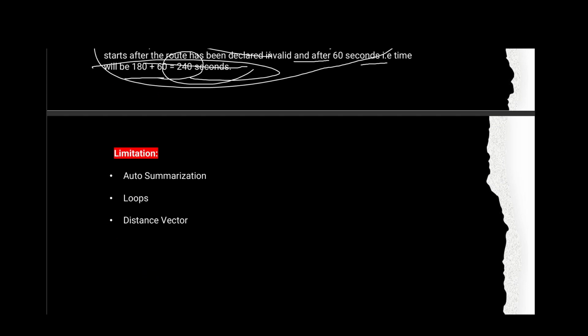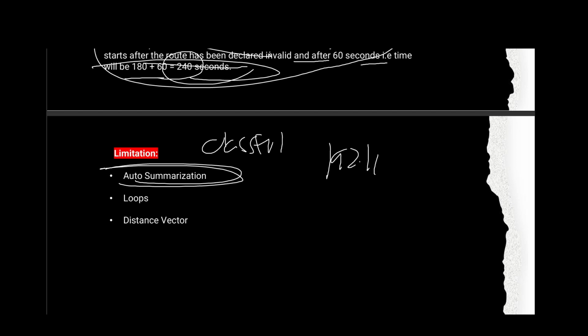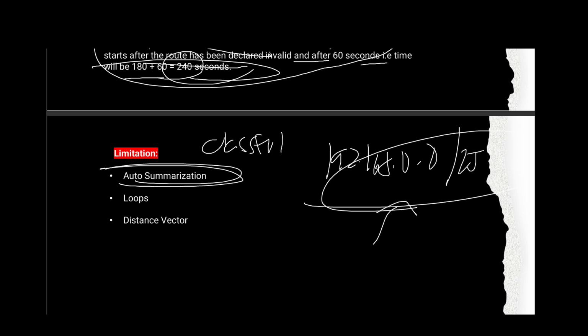So for no auto summarization, before, when we mentioned it's classful. When we say classful, if you subnetted this network into /25, it can't route to /25. The only thing that the router or RIP knows would be the /24. It's like the default class for this network. And then loops and distance vector.